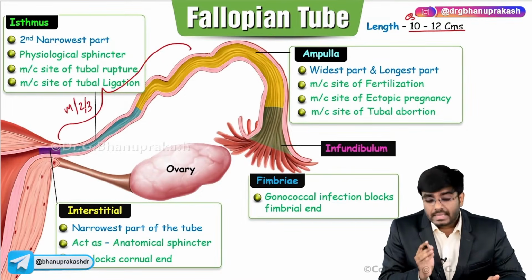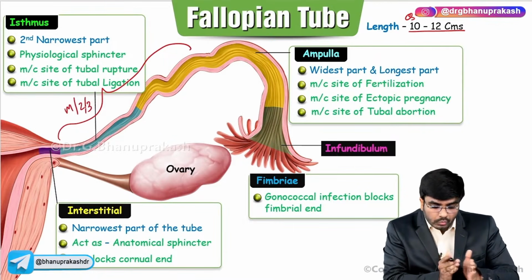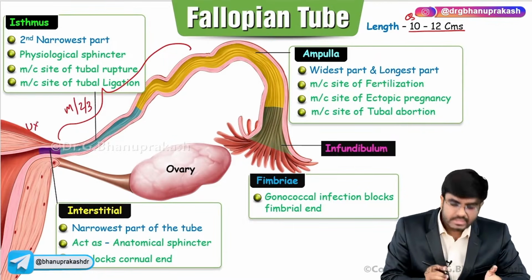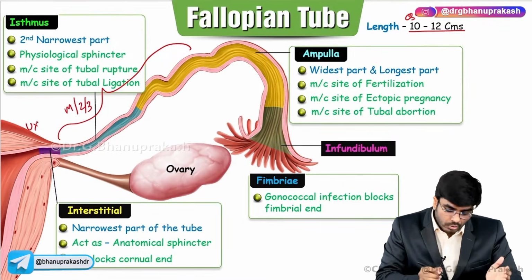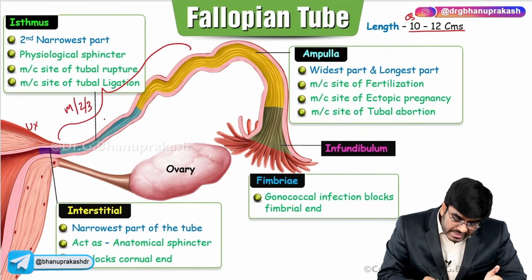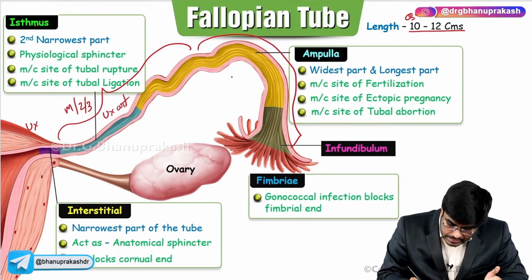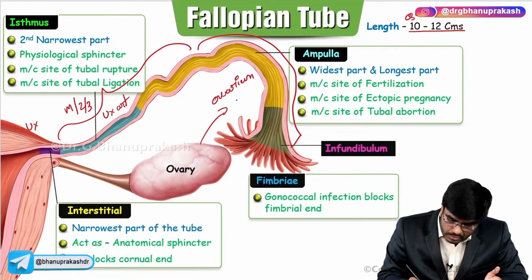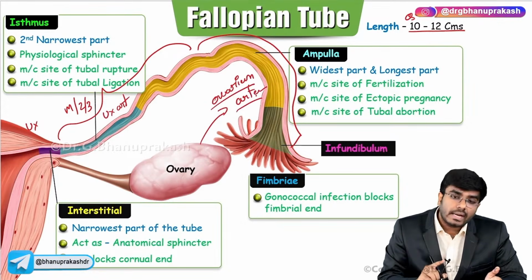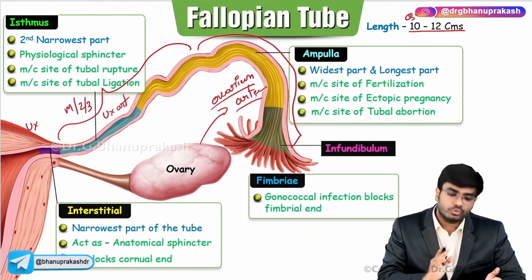My question is, this medial two-thirds, it is more towards the uterus, right? It's attached to the uterus. So the medial two-thirds is getting its blood supply from the uterine artery. The lateral part, the lateral one-third, is getting its blood supply from the ovarian artery. So lateral one-third from the ovarian artery and medial two-thirds from the uterine artery.